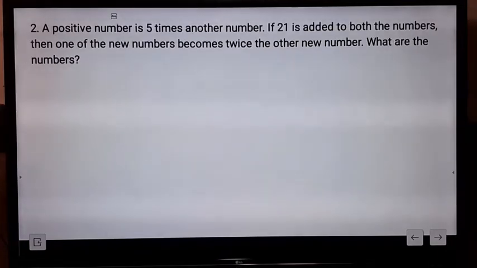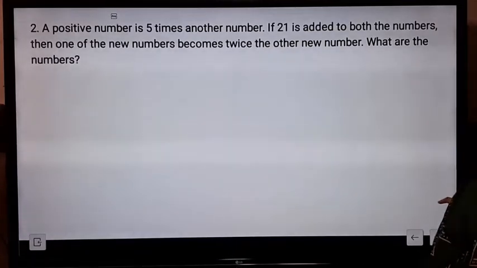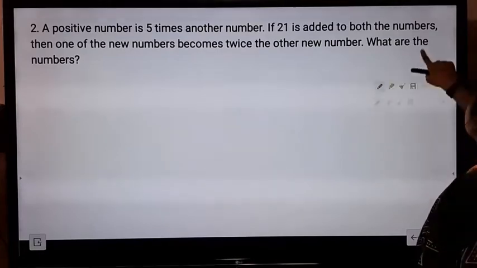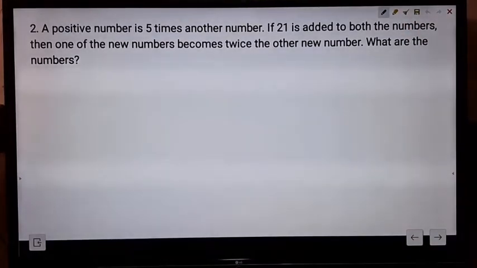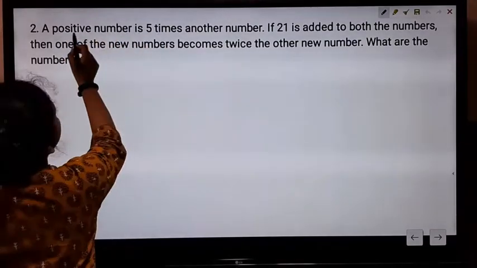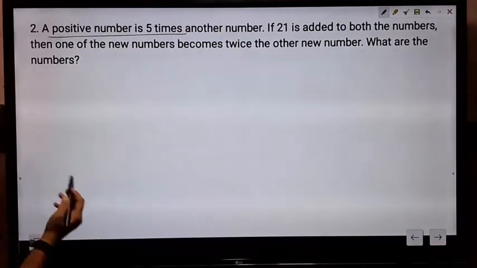Now question number second. Question number second is telling you a positive number is 5 times another number. If 21 is added to both the numbers, then one of the new numbers becomes twice the other new number. What are the numbers? First of all, see, a positive number is 5 times the other number.